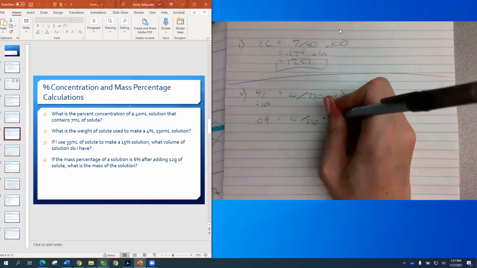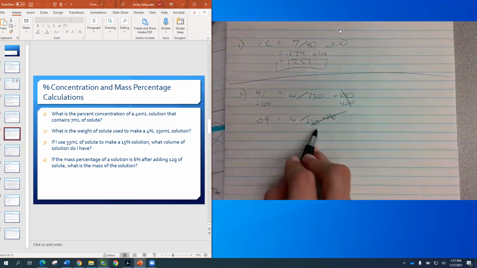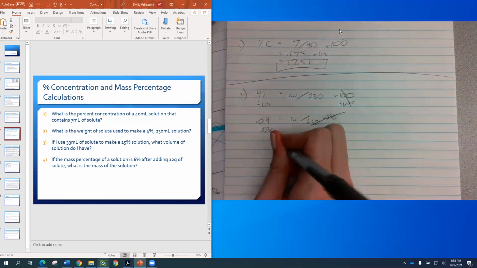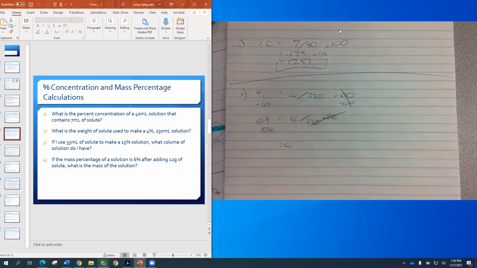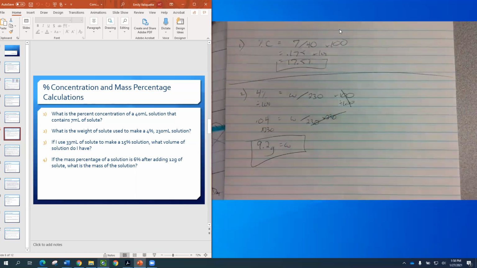So I times by 230, that'll cancel out. And of course, what I do to one side, I also have to do to the other. So I multiply the other side by 230. 0.04 times 230 is 9.2. So that would be my answer.